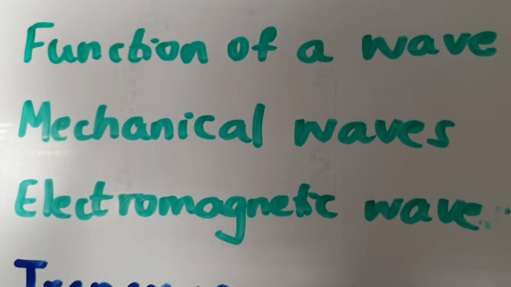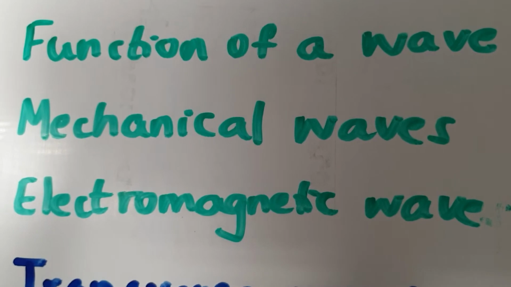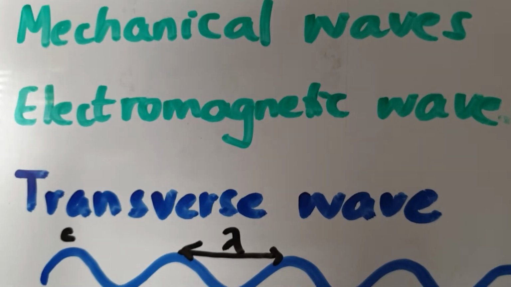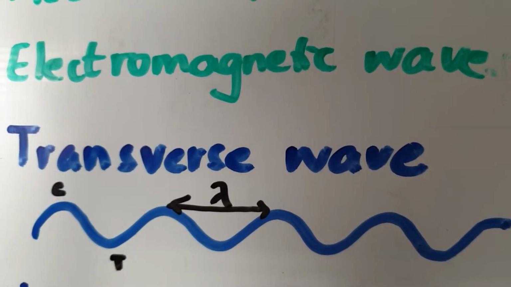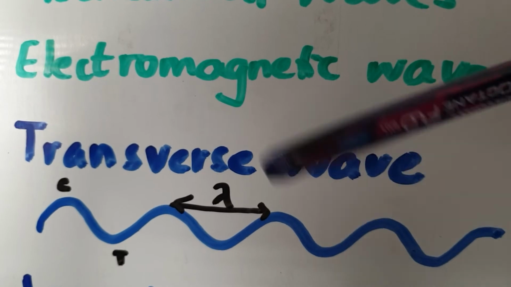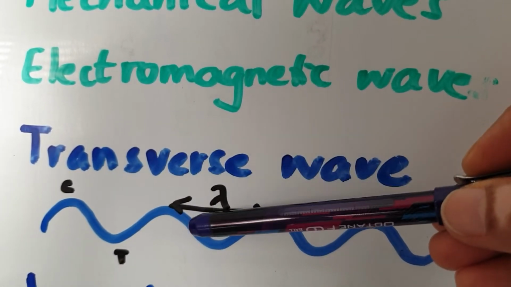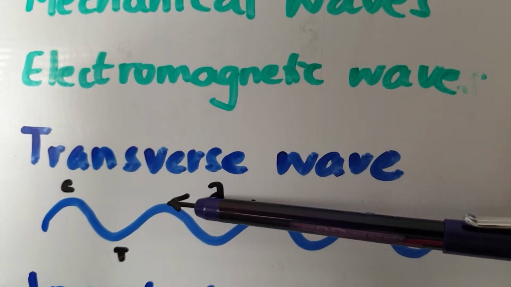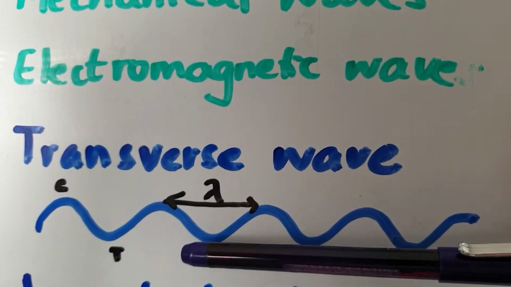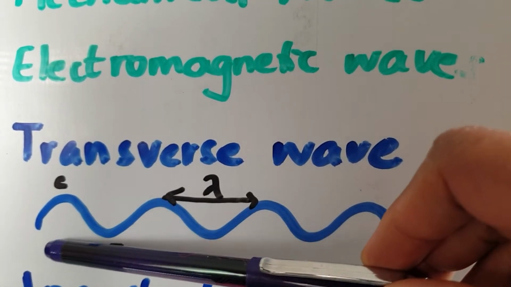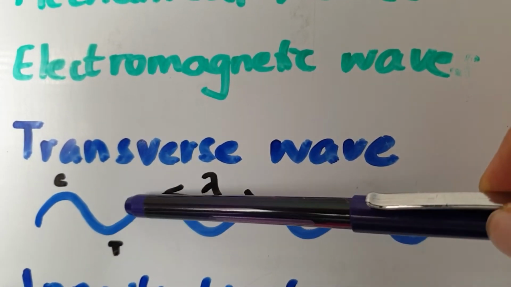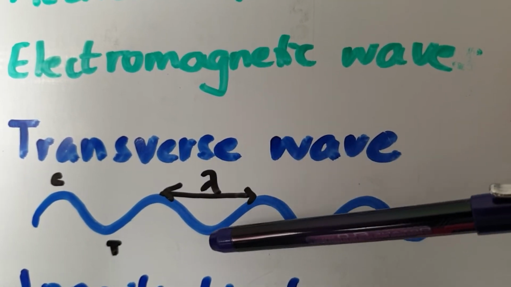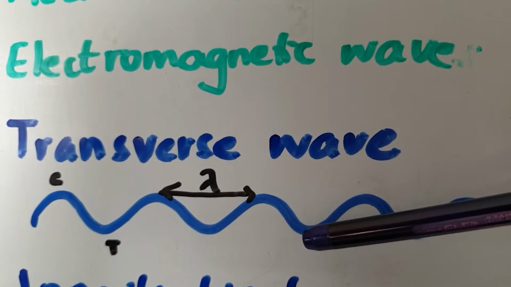Now, depending on how the particles of the medium vibrate, you've got your transverse wave and you have your longitudinal wave. So in a transverse wave, and that's how you represent a transverse wave, the particles move up and down while the wave moves forward. So the particles actually vibrate perpendicular to the direction in which the waves move. Now, a transverse wave consists of crests or troughs, and the distance from one crest to another is a wavelength, or the distance from one trough to another is the wavelength.